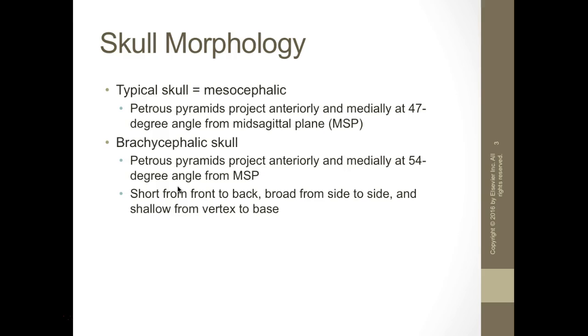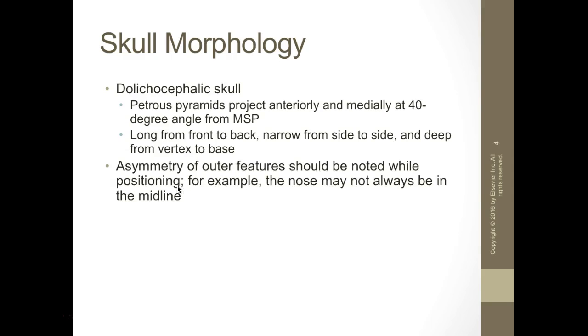The brachiocephalic skull, so the petrous ridges project anteriorly and medially at a 54-degree angle from MSP. So it's short from front to back, and it's broad from side to side and has a shallow depth from vertex to base. The dolichocephalic skull, so the petrous ridges project anteriorly and medially at a 40-degree angle from MSP. So it's long from back to front and narrow on the sides and deep from vertex to the base.